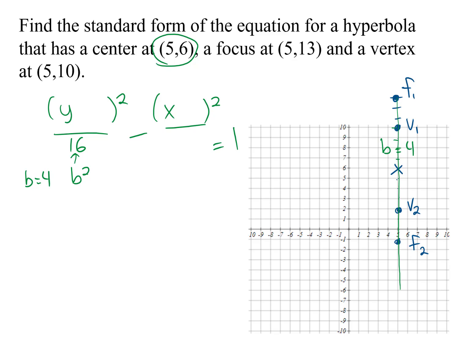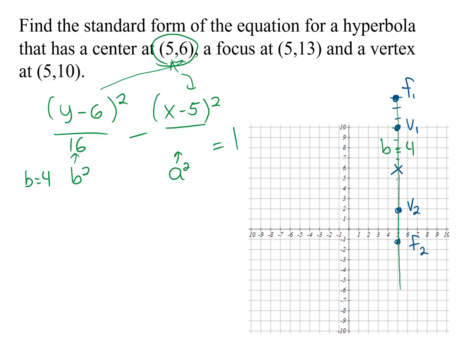The center was at (5, 6), so that means this is going to be x minus 5. So when I take the opposite sign here, I get 5 for the x value, and y minus 6. So when I take the opposite sign there, I get the 6 for the y value. Now the last thing remaining is I need to find a and square it, and it would go right here.